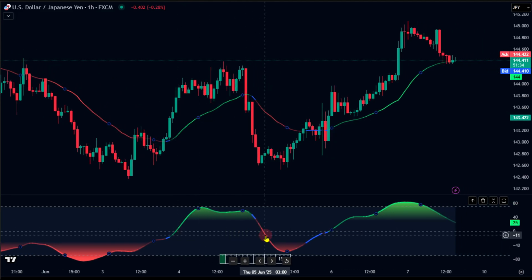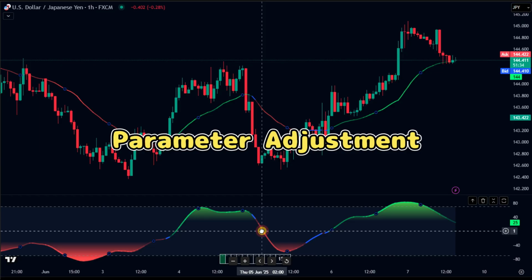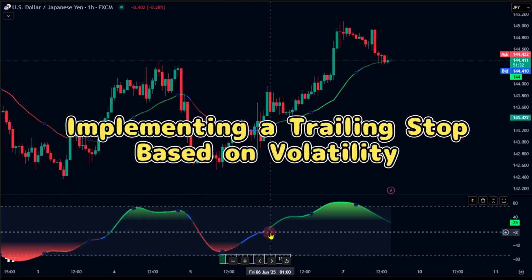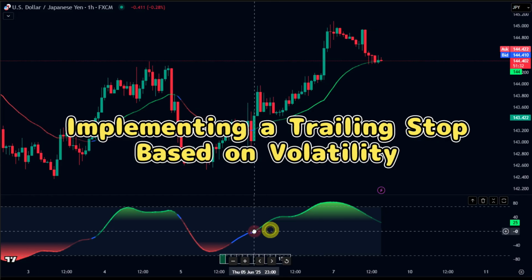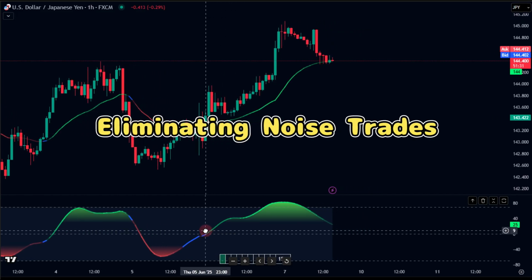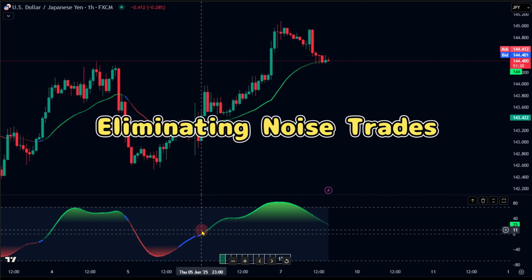Suggestions for improvement. Optimize entry timing by adjusting gamma parameters, fast and slow settings. Introduce volatility-based trailing stops to reduce drawdown. Use additional filters such as ADX or Bollinger Bands to eliminate noise trades.